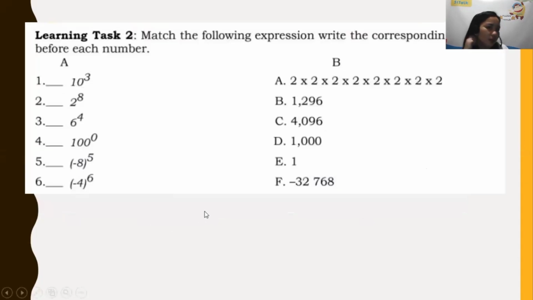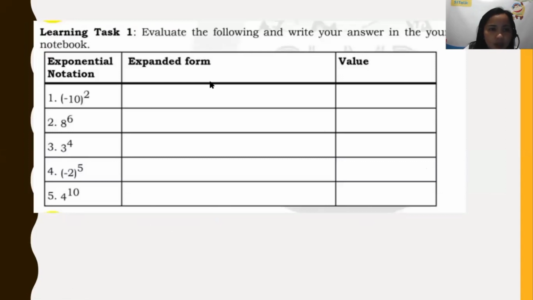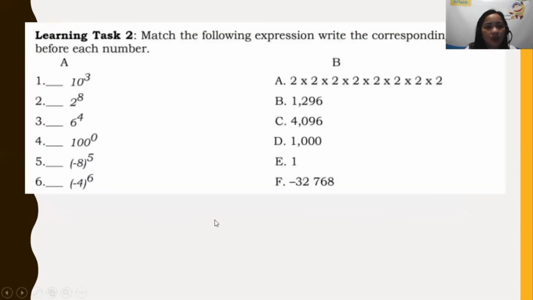And learning task number, ano ba yung kanina? Learning task number 1 pala, sorry. And learning task number 2 is match the following expression and write the corresponding letter before each number. So nandito naman yung sagot, imamatch nyo lang siya. So that's how simple the learning tasks for this week are. So hope you guys understand our lesson for today. I think ito na yung pinakamadaling lesson for the second quarter.